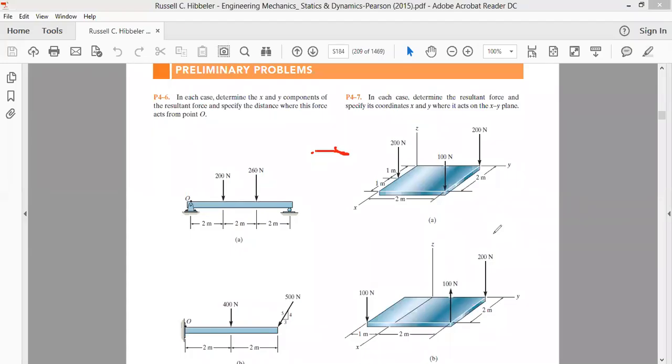So now we have question 2. We have a square plate. Its length is 2 meters and its width is 2 meters, and this plate is subjected to different forces at the given coordinates: forces of 200 Newton, 100 Newton, and 200 Newton again at different coordinates which are given to us. We have to replace all these forces by a single force.